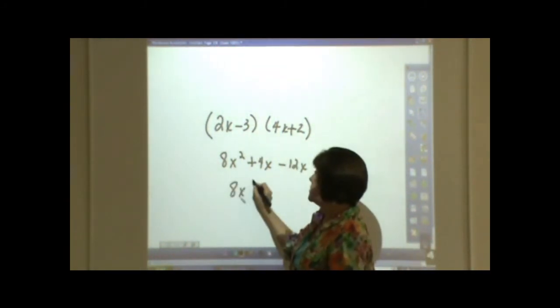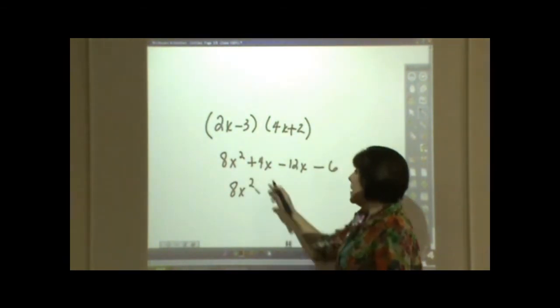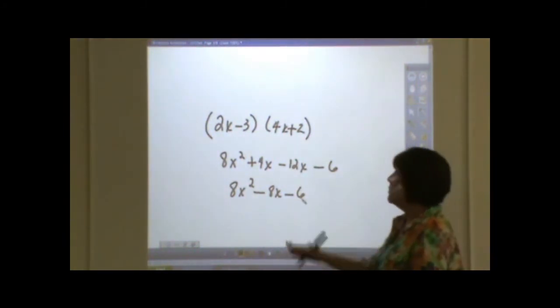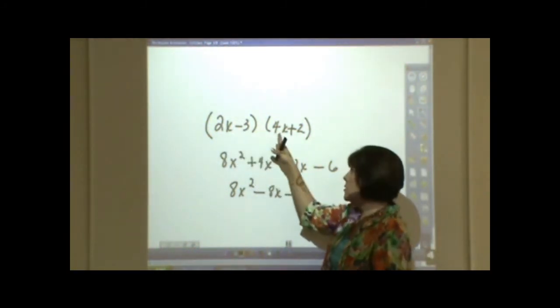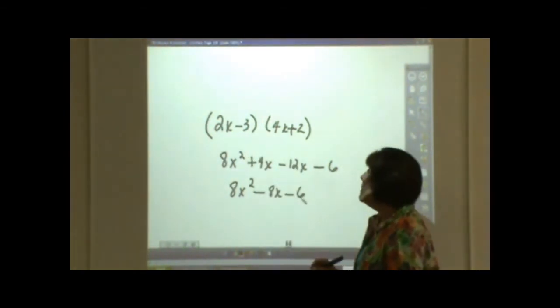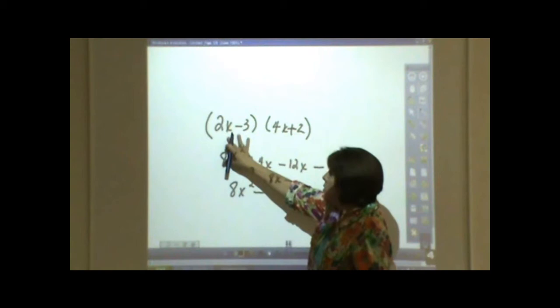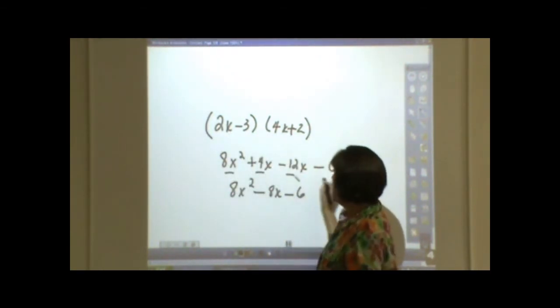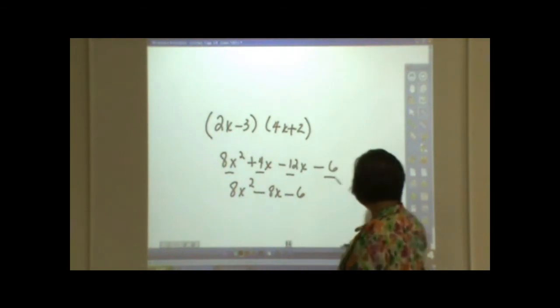And then collecting your like terms, you'll have 8x squared, a positive 4 with a negative 12 will be a negative 8x, minus 6. Now, the mistake that students make here is they want to just multiply the first term times the first term and the last term times the last term, and they lose this middle term. But remember, if you have 2 terms times 2 terms, 2 times 2 is 4, so you must have 4 terms after you multiply.